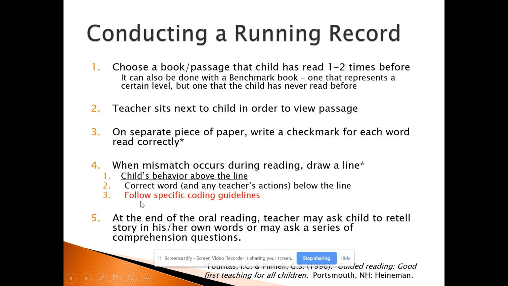And then you follow the other specific coding guidelines, which again are universal, and we will go over them explicitly in class. At the end of the oral reading, the teacher may ask the child to retell the story. This is simply to improve comprehension skills, to see if the student is understanding what they're reading, because remember, the whole goal of teaching reading is to teach comprehension.